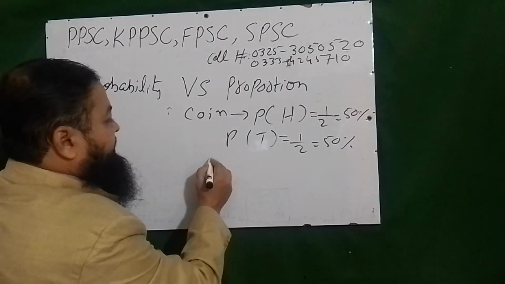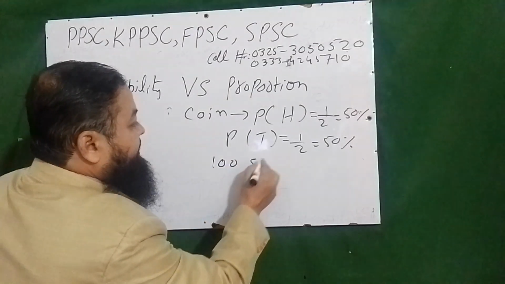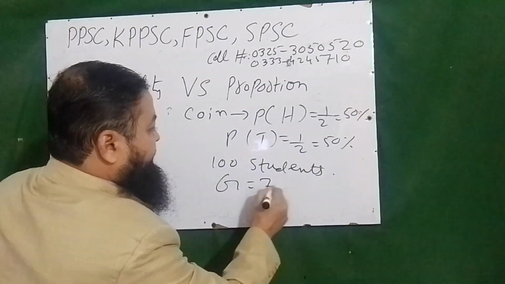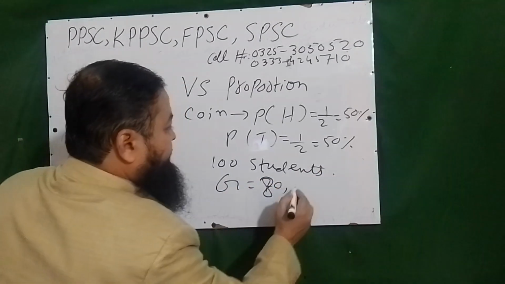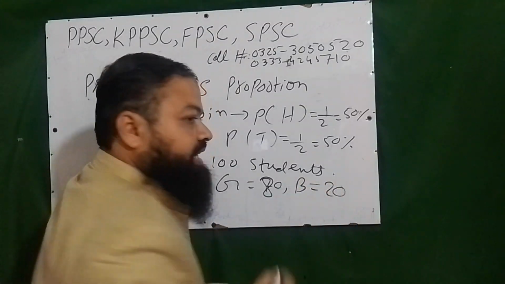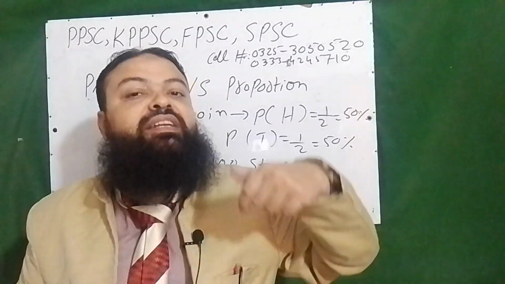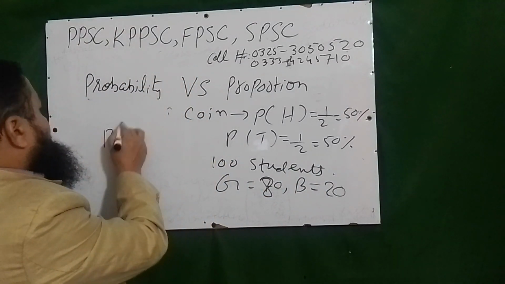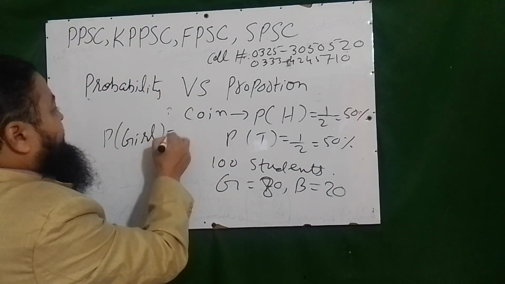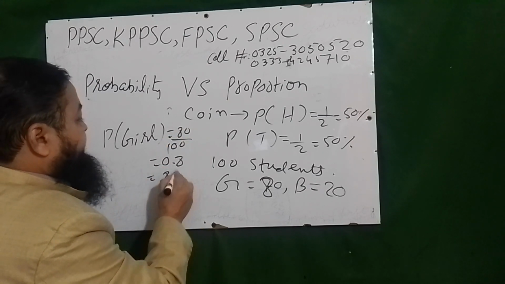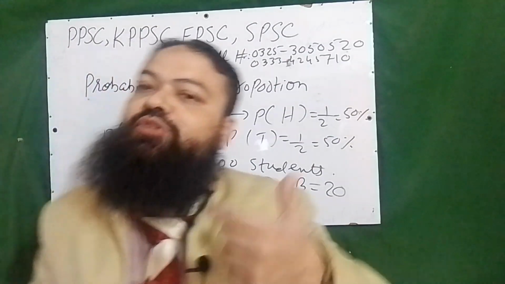Another example, there are 100 students in a class. Girls are 80, boys are 20. If you select a student at random, what is the probability of getting a girl? That will be probability. The probability of girl is 80 by 100, 0.8, 80%, and the probability of boy will be 20%.